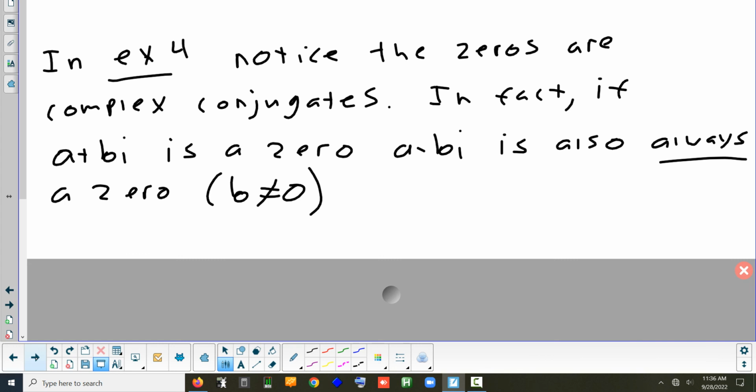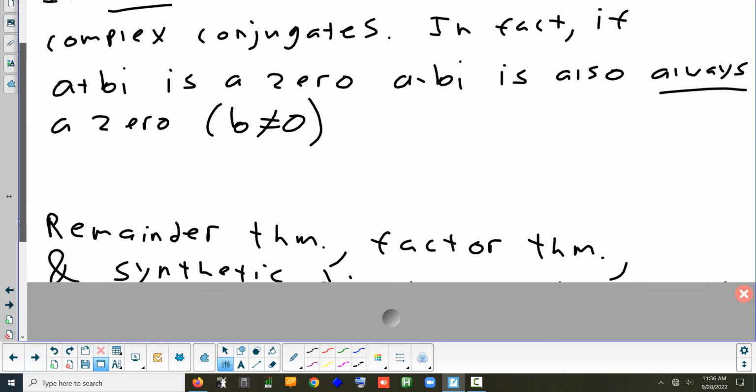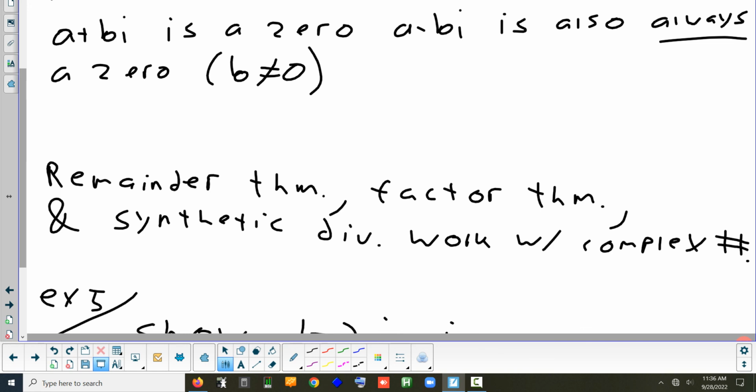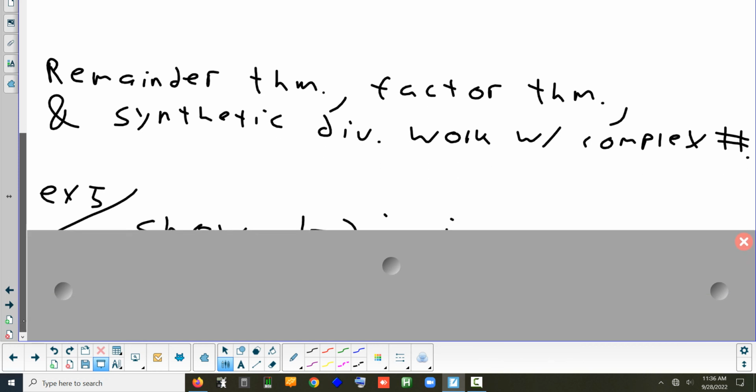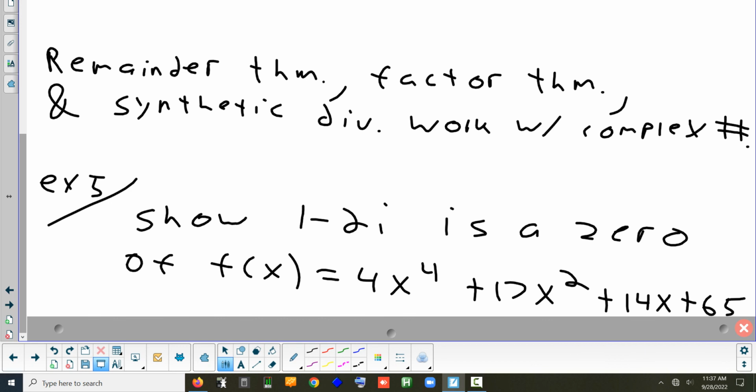So if you know that a minus bi is a root, then a plus bi is a root. They always occur in conjugate pairs. Now, everything we've learned, the remainder theorem, the factor theorem, and synthetic division, all work with complex numbers. It's a little annoying to do synthetic division with a complex number, but we'll do one just to try it, and that'll be it for that part.